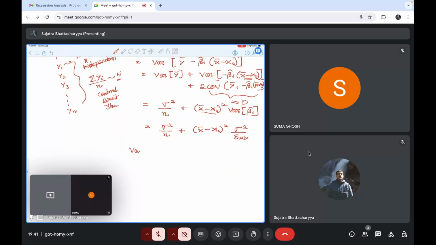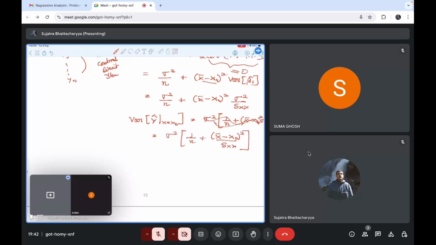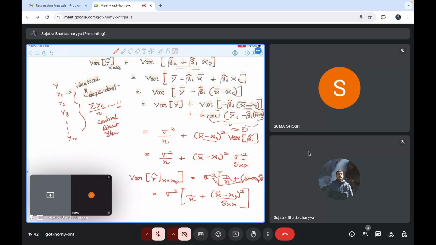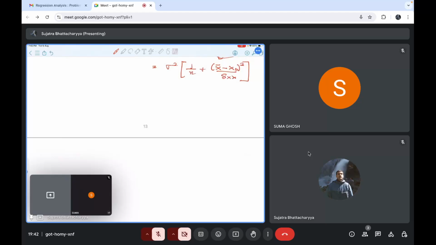So finally, variance of y hat at x equal to x naught is sigma square, 1 upon n plus (x bar minus x naught) whole square divided by sx. Quite similar to that of the beta naught hat variance, where you have x bar whole square divided by sx. That's all. So we now know the variance of y hat. We also know the expectation value of y hat, which we denote as e hat.